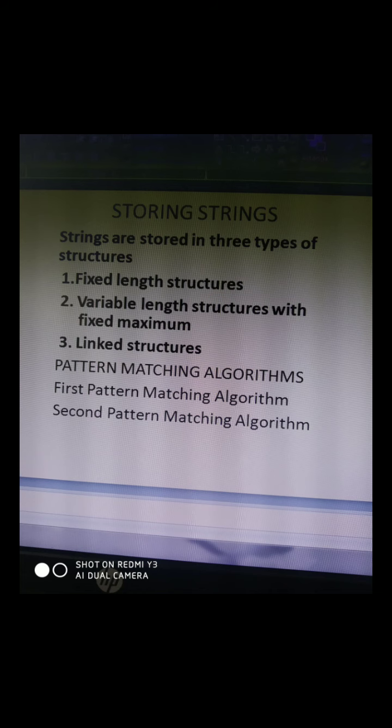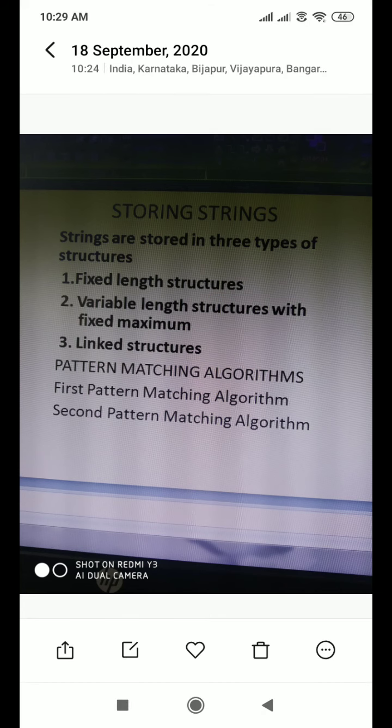Here a table is derived from the particular pattern, but it is not related to the text. For example, if you have a pattern AAB, we will not take the whole AAB, we will take a part of it, and your text is AABCDA. You go on comparing the text with the part of the pattern.